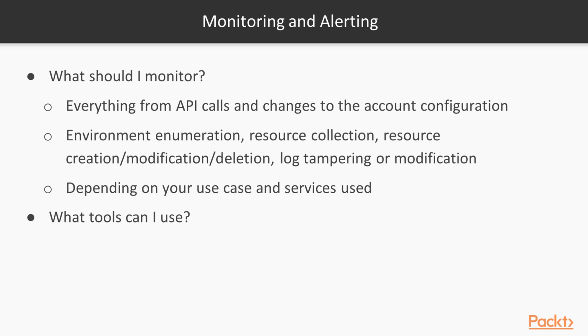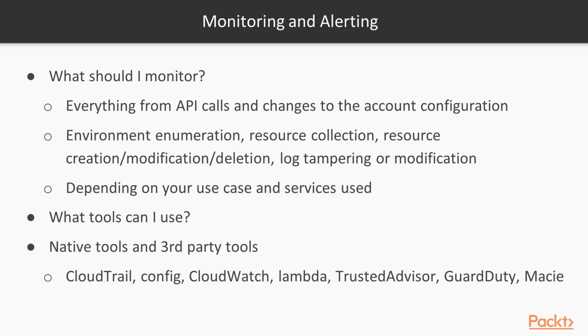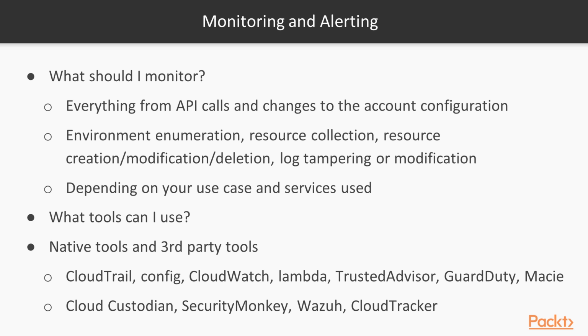And what tools can I use? We will review some tools during this course. And also there are tools from third parties that we can use. For example, the native tools that we can use in AWS are tools like CloudTrail, AWS Config, and CloudWatch. We can use Lambda functions, and also we can use Trusted Advisor, GuardDuty, or Macie. Some of these services we are going to review here. And also there are third-party products that are very helpful for this matter, like Cloud Custodian, Security Monkey, Wazuh, or CloudTracker.